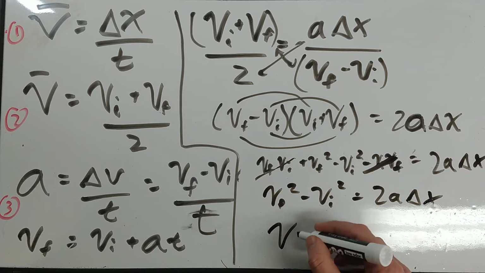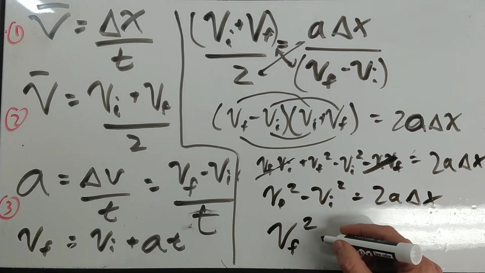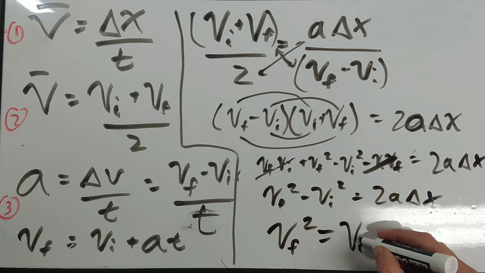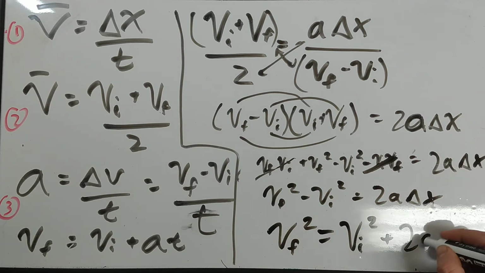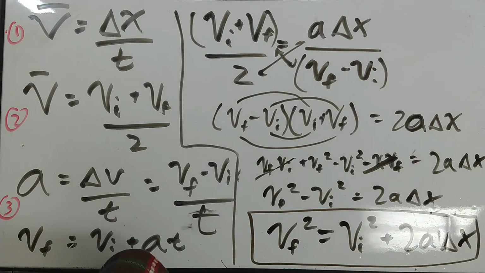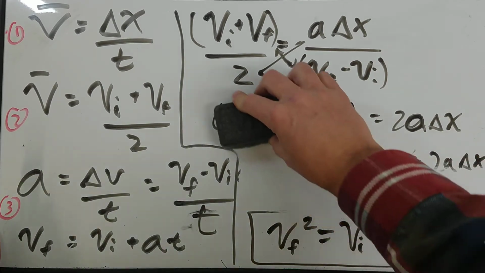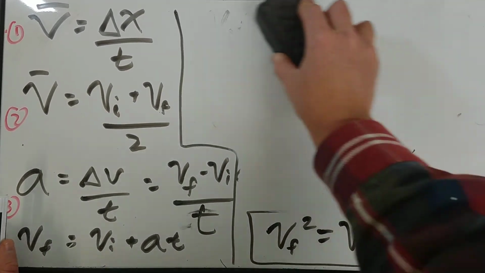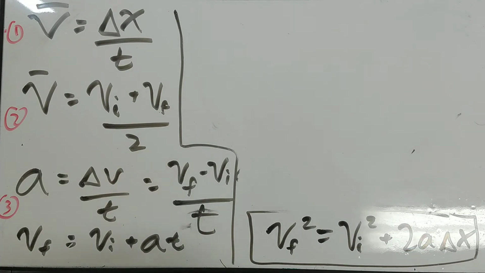And the way we write it in the end is v final squared equals v initial squared plus 2a delta x. And there it is. Boom. A new physics equation. A little bit in the glare. I apologize for that. v final squared equals v initial squared plus 2a delta x. That is often called the v squared equation or the timeless equation.